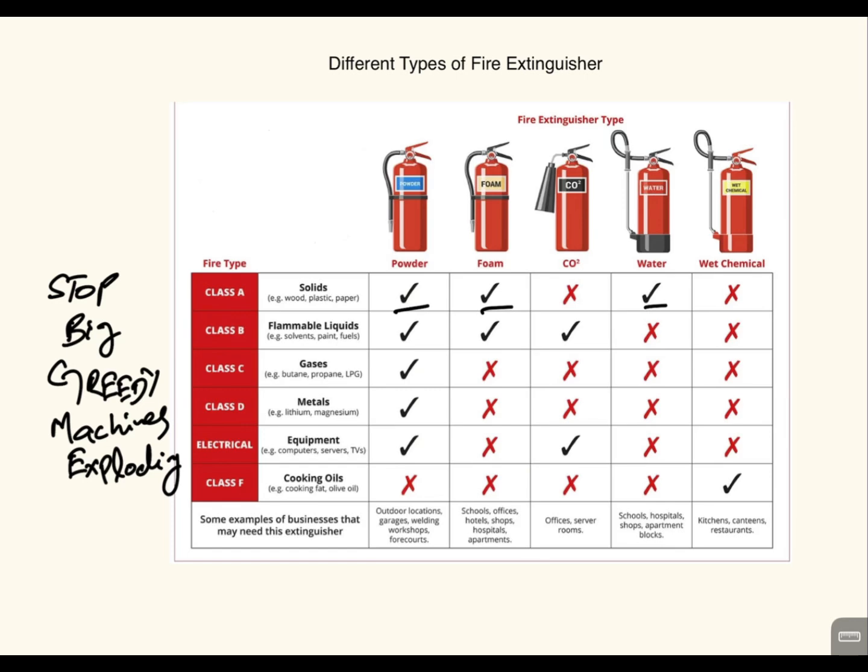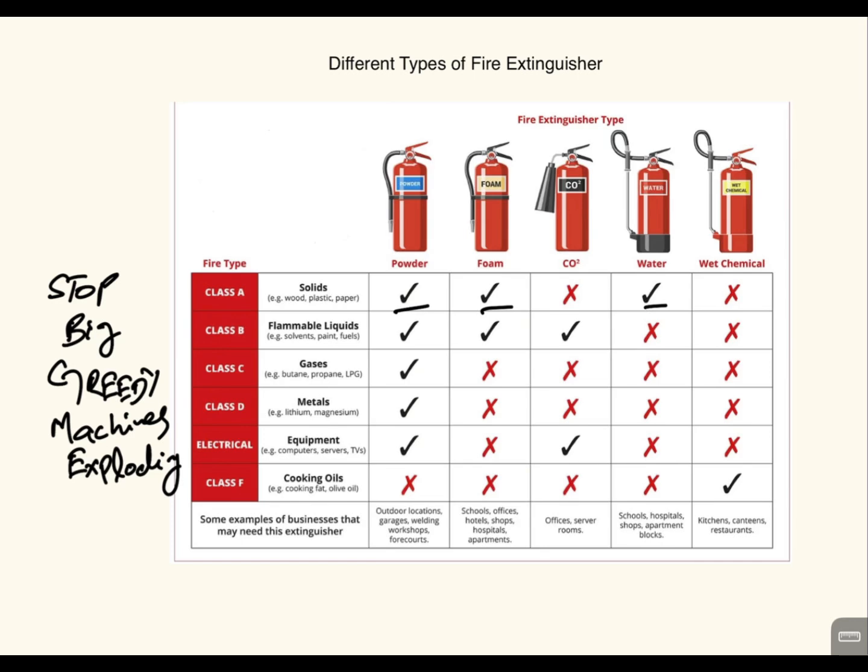So stop means solid. This is a mnemonic for the exam. How you can remember: stop, big greedy machines exploding. So this sentence might help you to remember all these things along with the classes and also fire extinguishers.